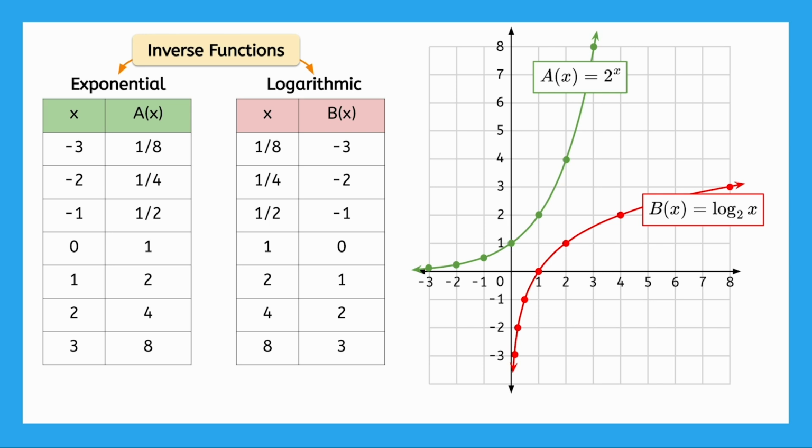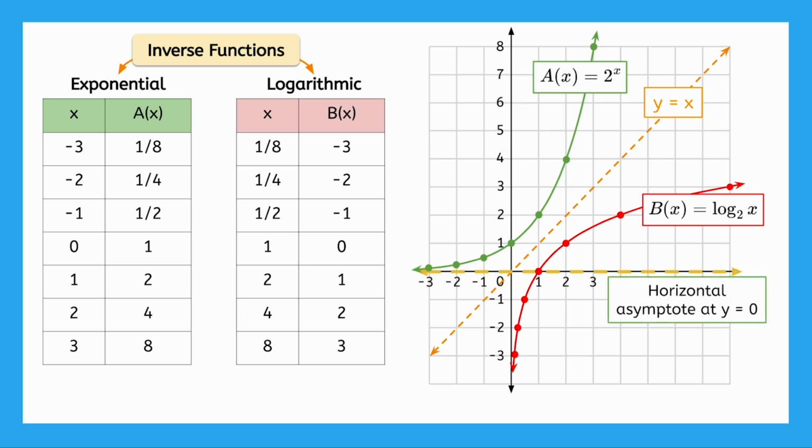You might remember inverse functions from Unit 1. We learned that the graphs of inverse functions are reflections of each other over the line y equals x, which is exactly what's happening here. Furthermore, since the exponential function had a horizontal asymptote at y equals 0, shouldn't the logarithmic function have an asymptote somewhere as well? Yes, function b must have a vertical asymptote at x equals 0.